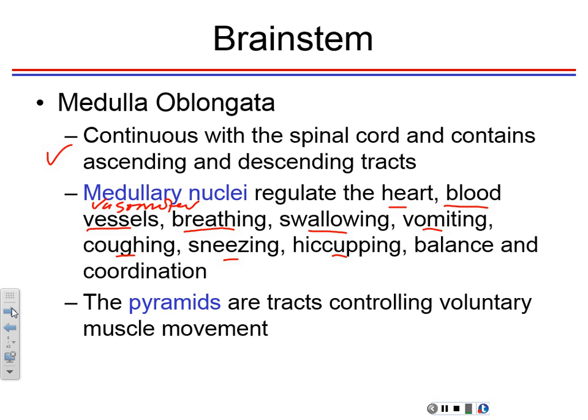Okay, and also these same critical functions. There's another brainstem part, the pons, which takes care of those things again. And then it regulates things like depth of breathing, whereas the rate of breathing and things like that is taken care of by the medulla. Okay, so that's why it's critical. And then of course balance and coordination.